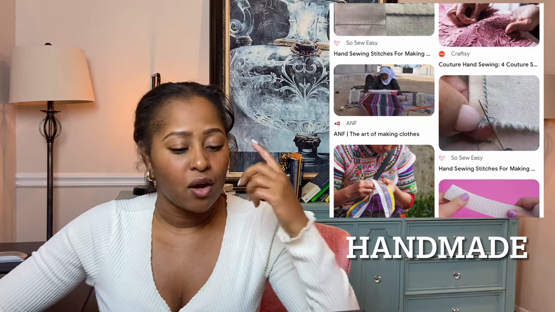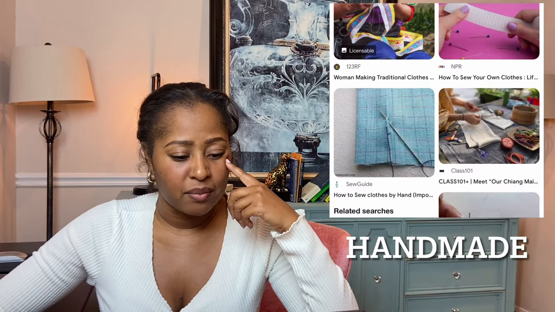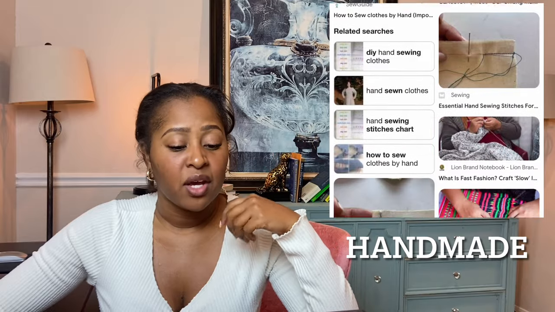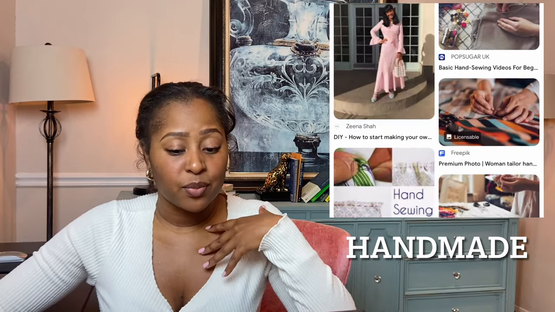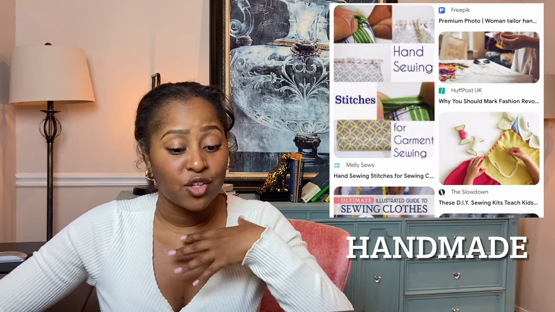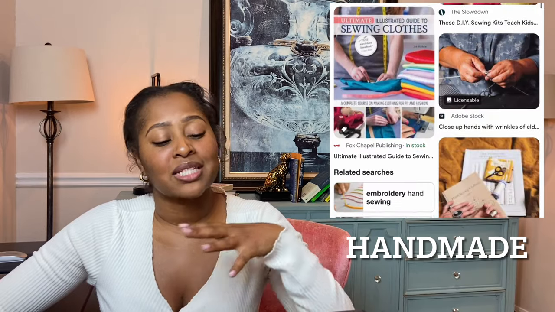Handmade, pretty much right there. Basically refers to some part of the garment being done by hand. So it doesn't have to be the whole thing. Okay. The old-fashioned way. This could mean a hand-stitched collar or zipper or embroidery. It could mean a single person made the garment rather than an assembly line in a factory. So that's pretty versatile too.